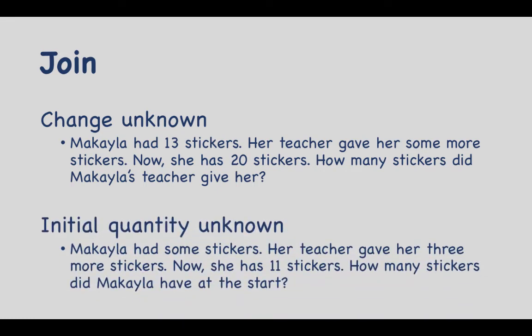Now let's consider a problem where the initial quantity is unknown. Michaela had some stickers. Her teacher gave her 3 more stickers. Now she has 11 stickers. How many stickers did Michaela have at the start? Again, we can see that we are being asked for the difference between 3 and 11. We know that we need 7 more to get to 10 from 3 and 1 more to get to 11, so Michaela had 8 stickers at the start.